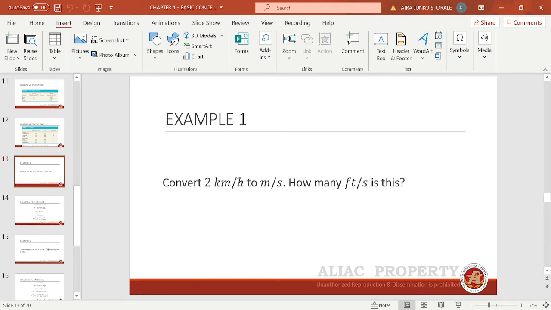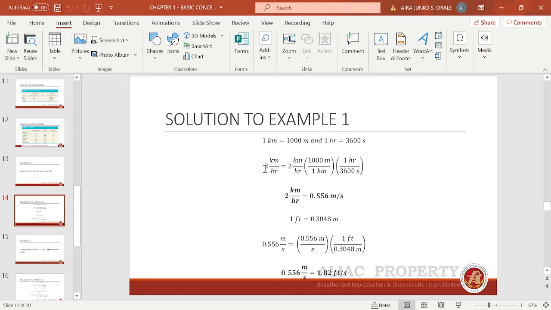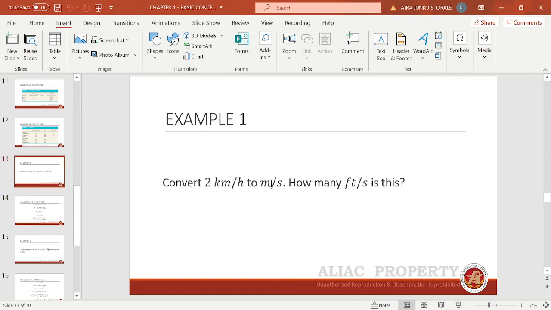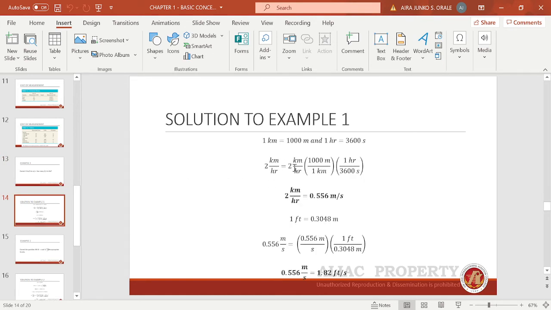So as per the question, 2 km per hour, you are going to convert into meter per second. What you are going to do is take 2 km, and 1 kilometer is 1000 meters. You can cancel the kilometer, the remaining will be meter, and 1 hour is 3600 seconds. The hour and hour cancel, so the remaining will be meter per second. Just compute 1000 divided by 3600, which will be 0.556 meter per second.